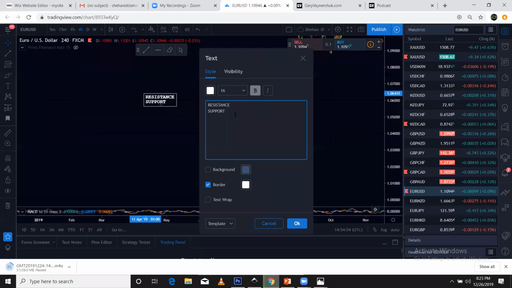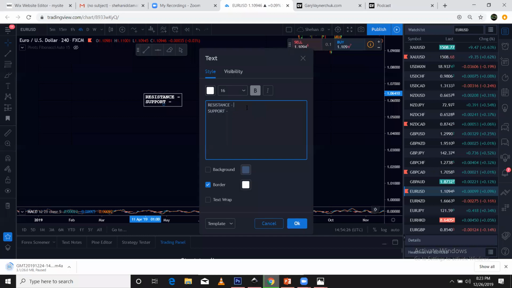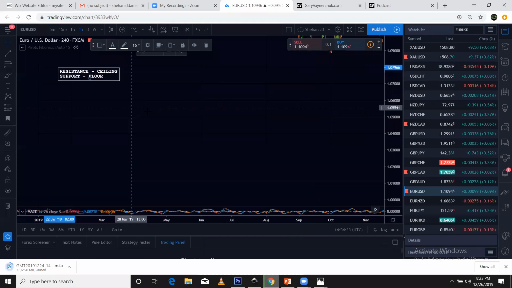There are another two names for these two, right? If anybody knows, just drop in the chat box. I'm pretty sure most of the people might know, almost everyone might. Just drop in the chat box. Let's see. Ceiling and floor. Okay, ceiling and floor, right? So resistance is ceiling and support is floor. Okay.